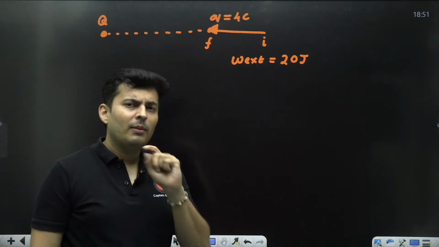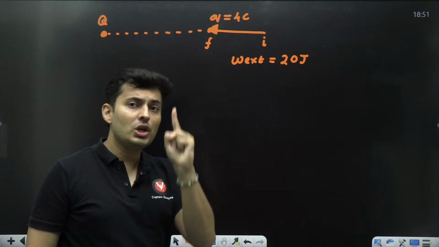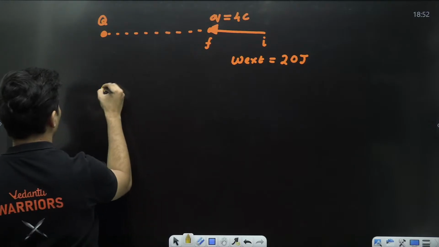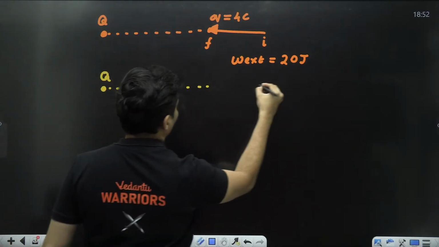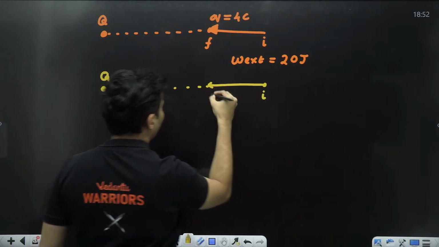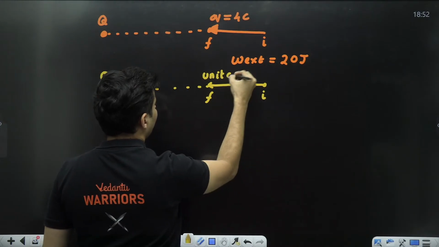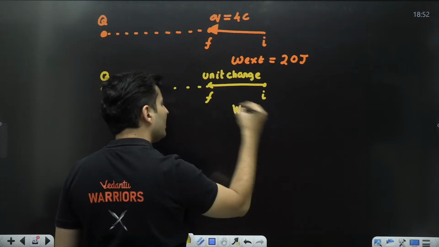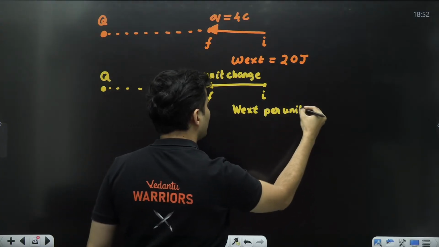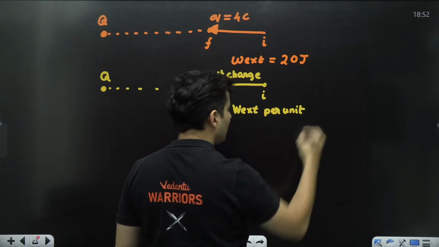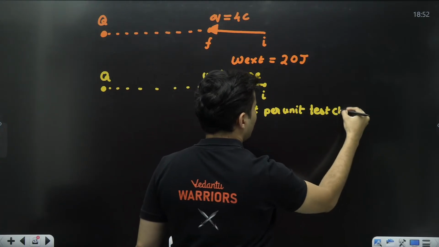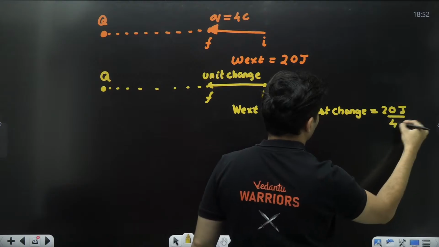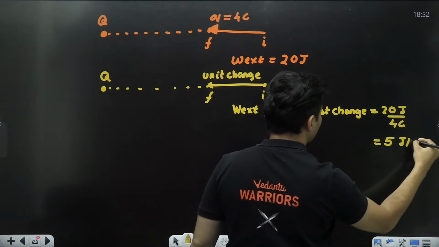If I ask you, per unit test charge, how much work will be done? So say, for example, I change the situation now. I tell you, I am bringing a unit charge from here to here. What is that work done per unit test charge? The answer will be, I took 20 joules per 4 coulombs. So per coulomb, it will be 5 joules per coulomb.